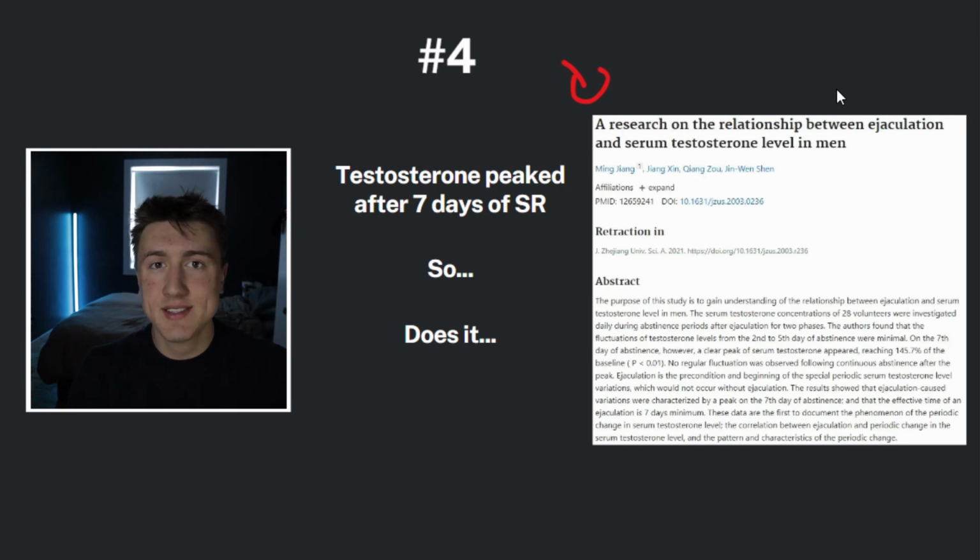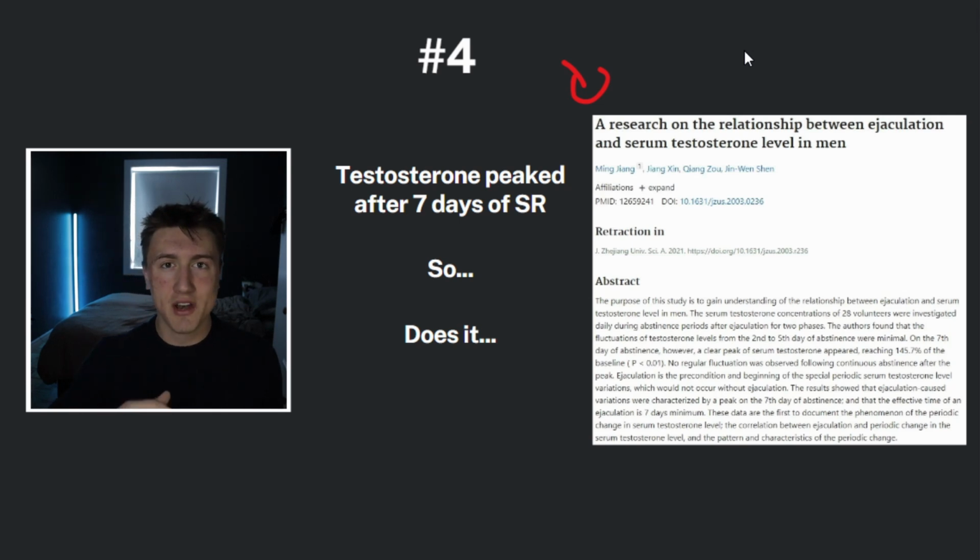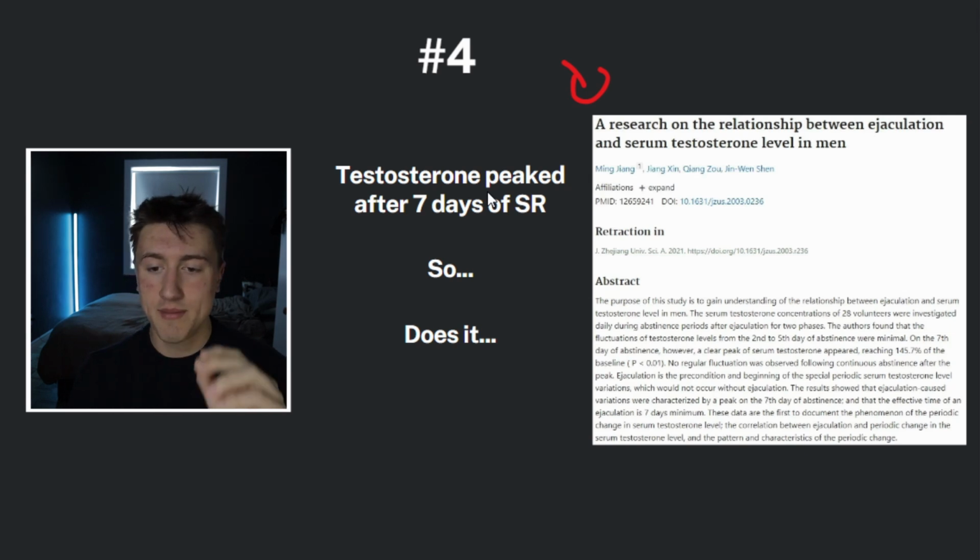After 7 days, testosterone peaked by 145%. Now, what happens after 7 days? We don't really know. There's not that much data on it, but personally, I feel that the longer I stay on semen retention, the better I feel. Now, I never went on semen retention for more than a month or so because I have wet dreams. I don't really know how to stop those. I tried, it doesn't really work. So that's my longest streak in semen retention on NoFap. Always on NoFap, that's for sure.